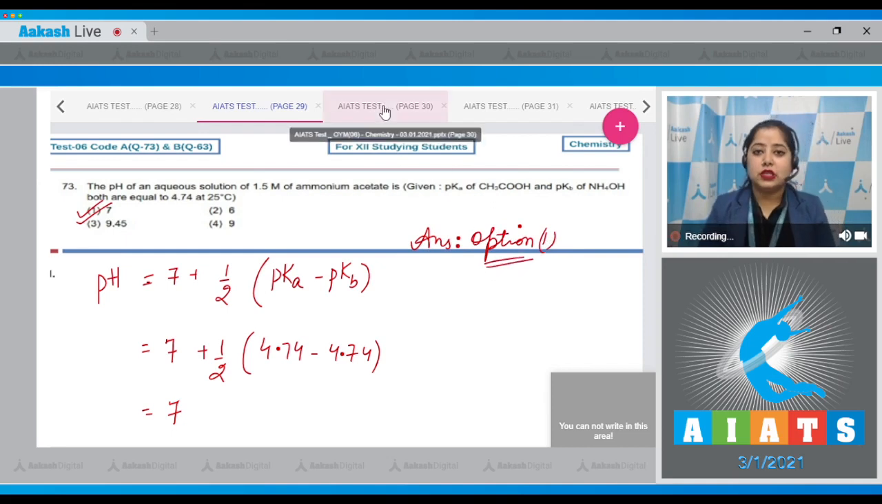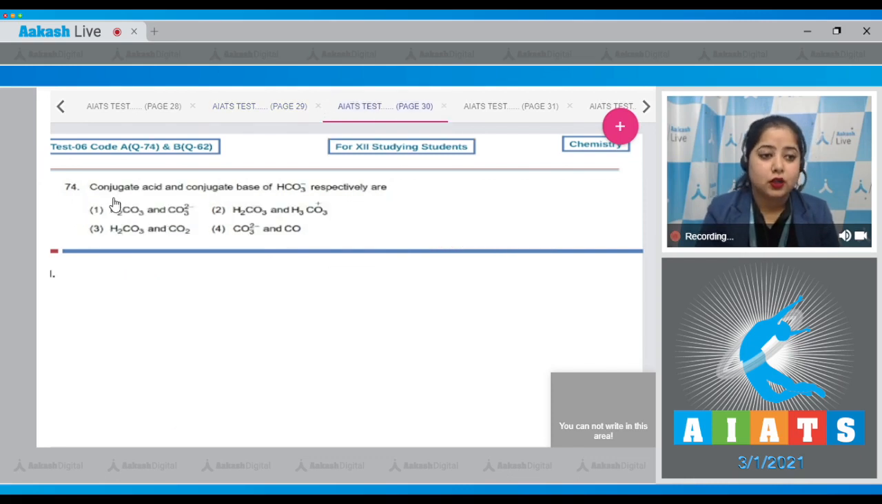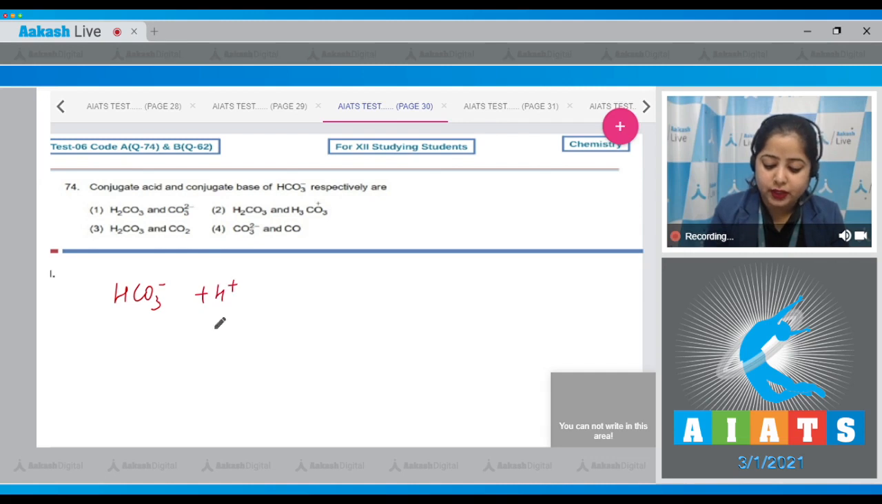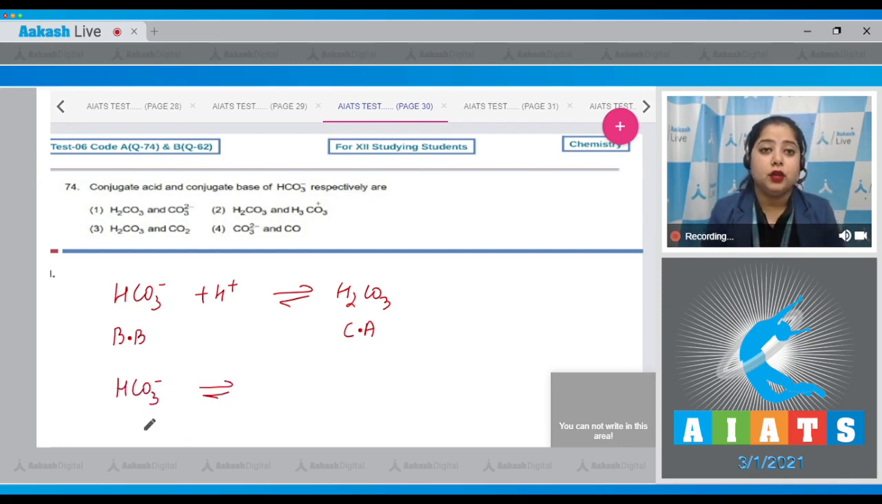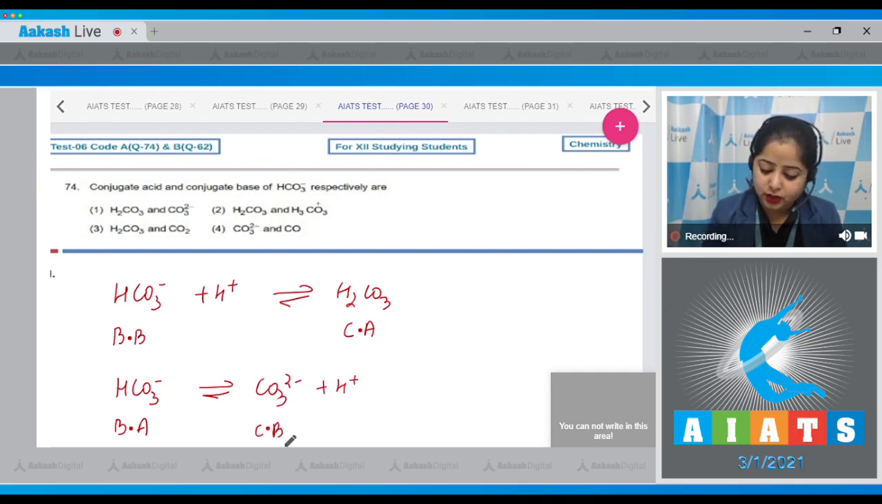Moving to next question, which is question number 74. Let's read it. The conjugate acid and conjugate base of HCO3 minus respectively are. Student, here HCO3 minus when it gains 1 H plus, it will behave as Bronsted base and the compound formed is H2CO3, which is the conjugate acid. Now when 1 H plus ion is removed from HCO3 minus, it will behave as Bronsted acid and the ion formed is CO3 2 minus, and this is called the conjugate base. That means conjugate acid is H2CO3 and conjugate base is CO3 2 minus. So the correct answer is represented in option number 1.